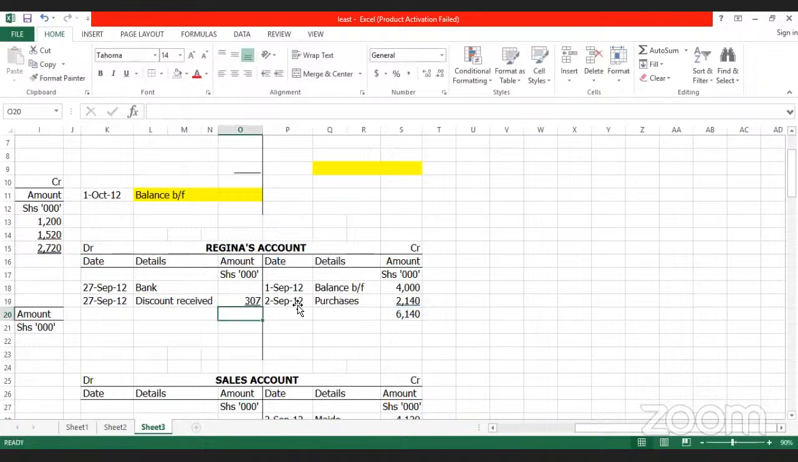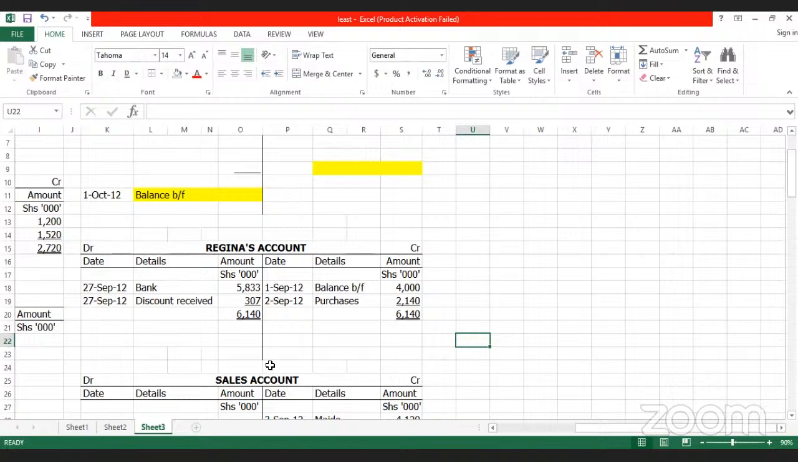So meaning that they paid 307. Sorry, the discount is 307. That's a reduction. So they paid how much? They paid 5,833. You first get the discount, then after find out how much they paid. So Regina's account was also settled to zero balance. So this account, you can also close it off. They have paid Regina zero balance.